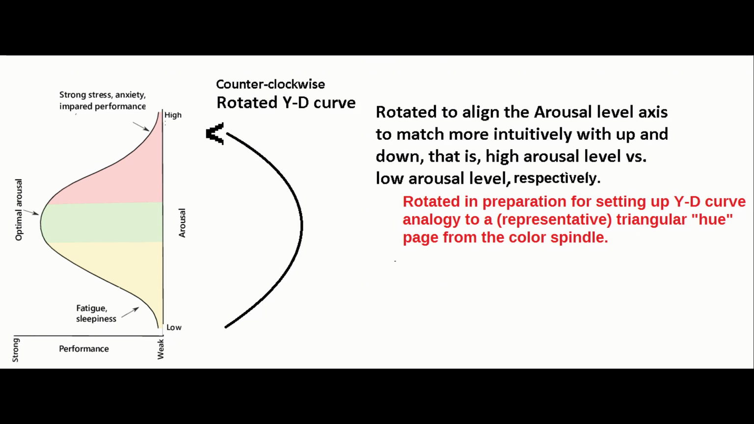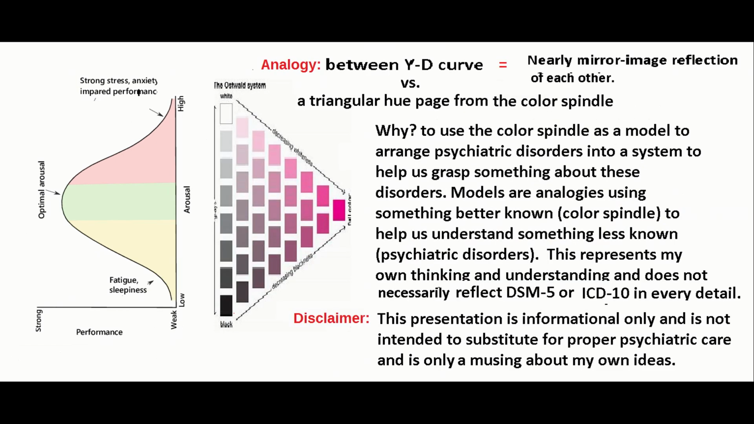And then this allows you to show the analogy between one of these triangular hue pages from the color spindle. And so the Yerkes-Dodson curve is on the left, and the color triangle page is on the right of it, so that you can see that they're nearly a mirror image of each other.